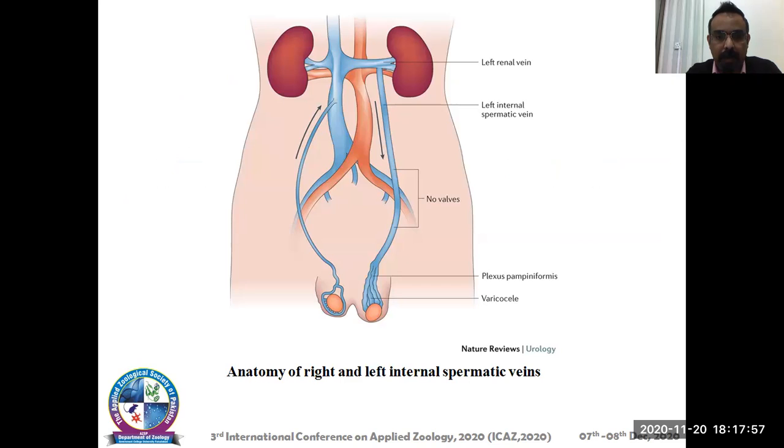Over here is a diagram which shows the anatomy of the testicular venous supply, and the varicocele or the varicose veins are usually larger in size because they cannot pump the blood back to the heart.